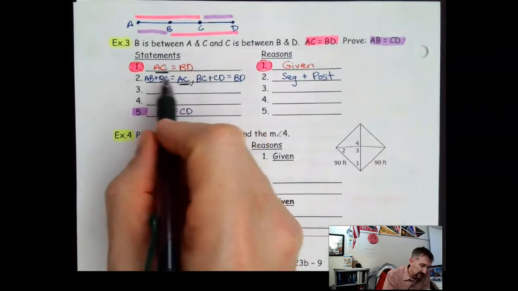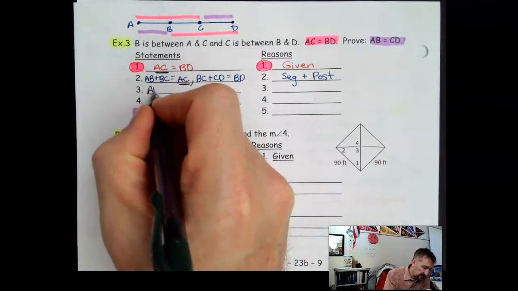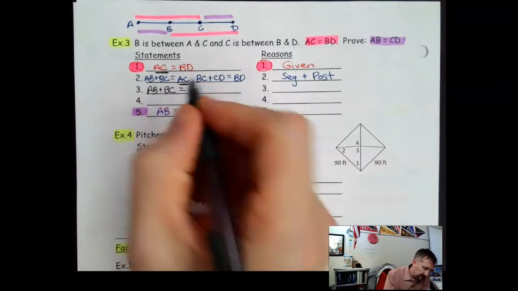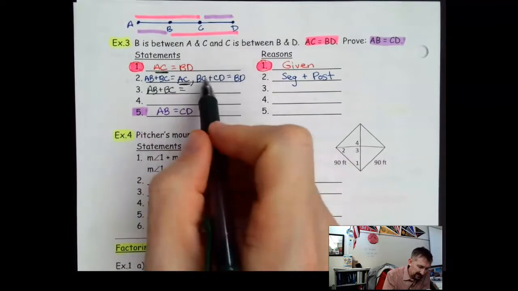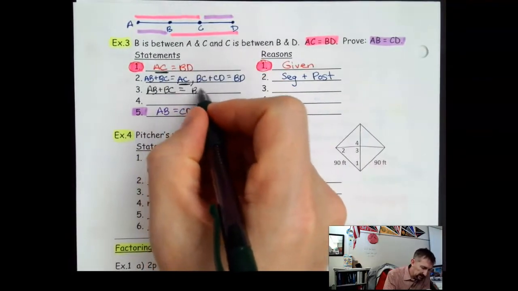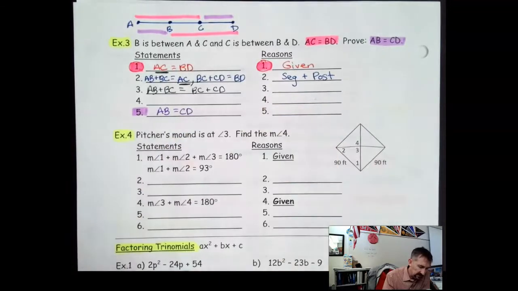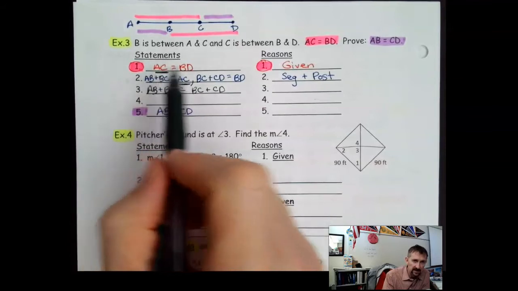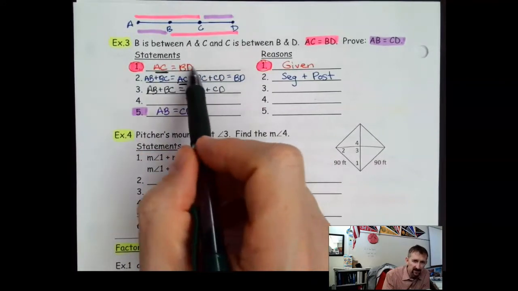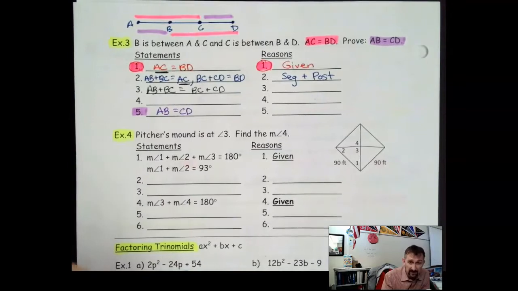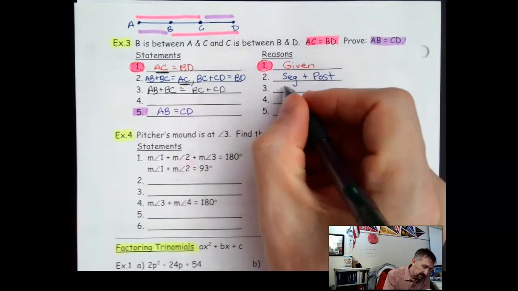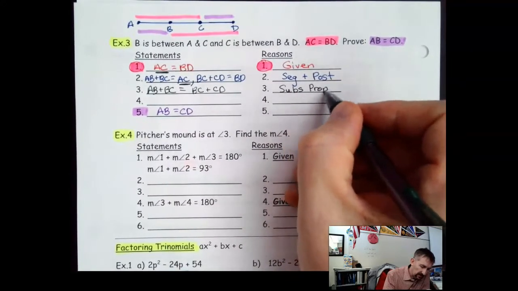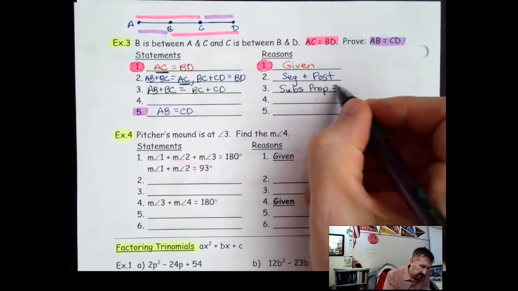So we're going to replace AC with this. So up here, we're going to replace that with AB plus BC. And over here, we're going to replace BD with BC plus CD. What we did was we took this and substituted it in for AC, and here we substituted this in for BD. So I obviously was trying to give you a pretty big hint there. That's going to be the substitution property of equality.